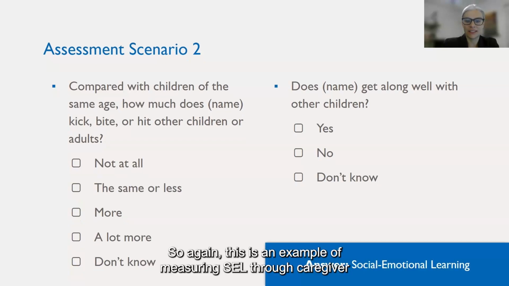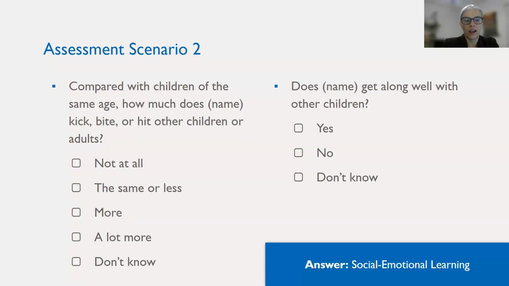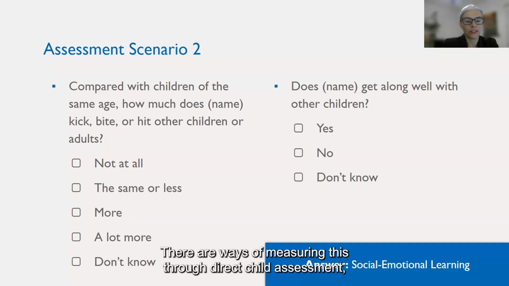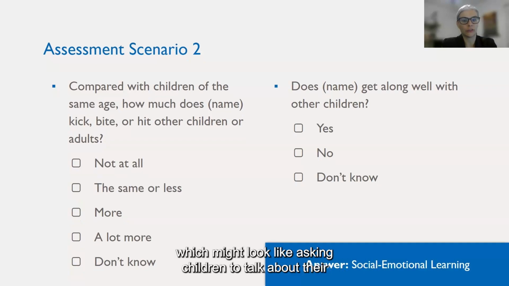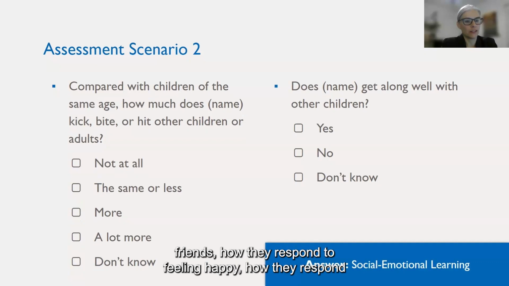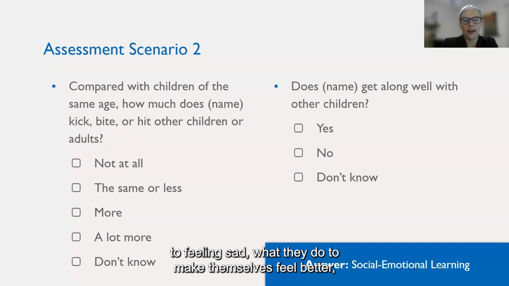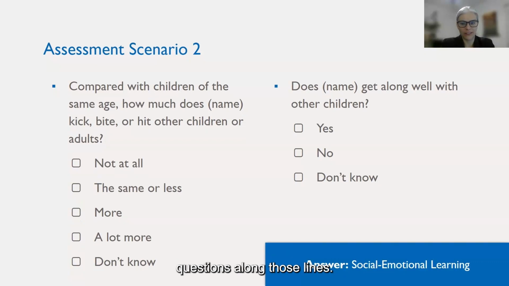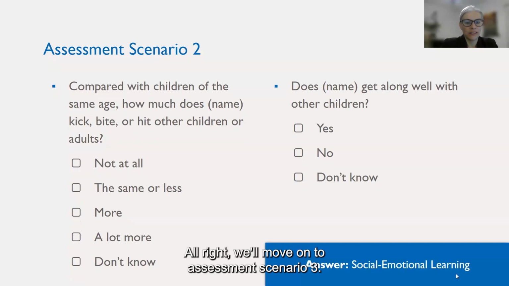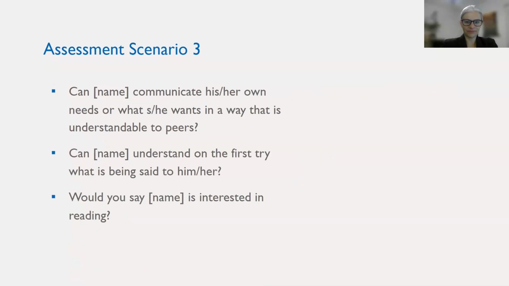So again, this is an example of measuring SEL through caregiver report. There are ways of measuring this through direct child assessment, which might look like asking children to talk about their friends, how they respond to feeling happy, how they respond to feeling sad, what they do to make themselves feel better, questions along those lines. All right, we'll move on to assessment scenario 3.